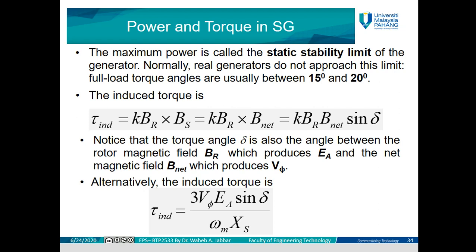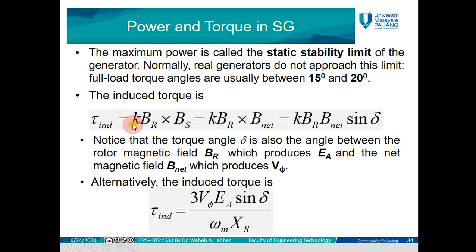Maximum power of the synchronous generator is usually called the static stability limit of the generator, and in practice the generator cannot achieve this limit. This is because the value of the torque angle delta cannot be 90 degrees, and is usually between 15 and 20 degrees.